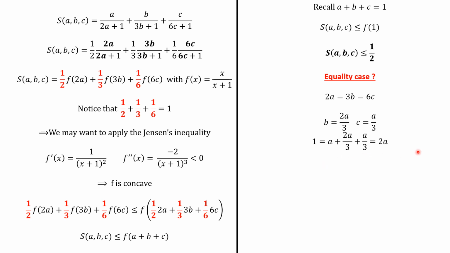So we deduce that a is 1/2. And we replace a here, we have b is 1/3. And replacing a here, we have c is 1/6. That is, S(1/2, 1/3, 1/6) equals a half. That is, the upper bound is reached, so we know the maximum is 1/2, and the problem is solved.